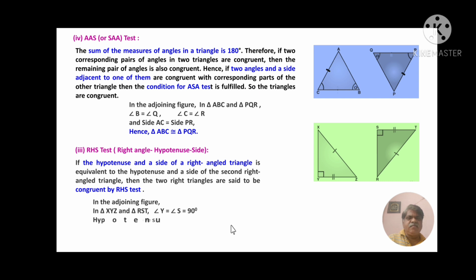In the adjoining figure, in triangle XYZ and triangle RST, angle Y and this angle S both are of measure 90 degree. So hypotenuse XZ, the side opposite to the 90 degrees, is congruent with hypotenuse RT, you can see in the figure shown with identical marks. And side YZ is congruent with side ST. Therefore, triangle XYZ and triangle RST are congruent by RHS test of congruence.